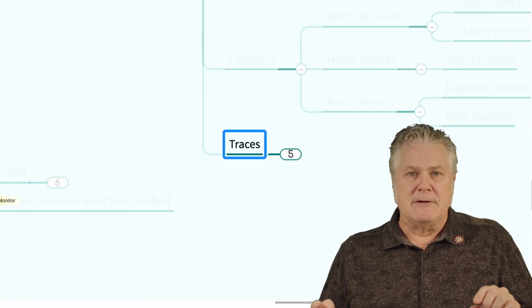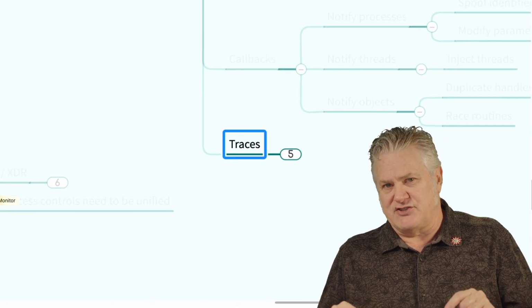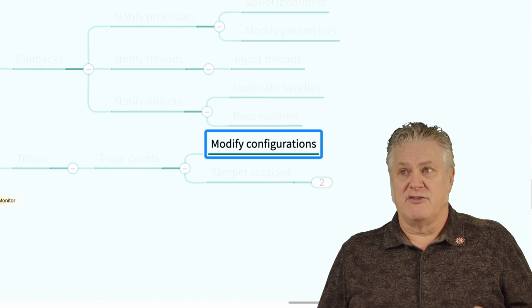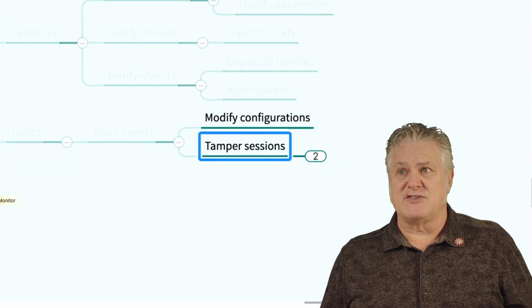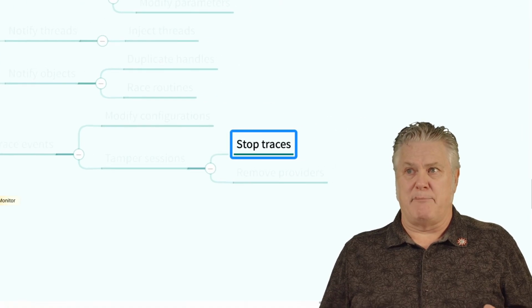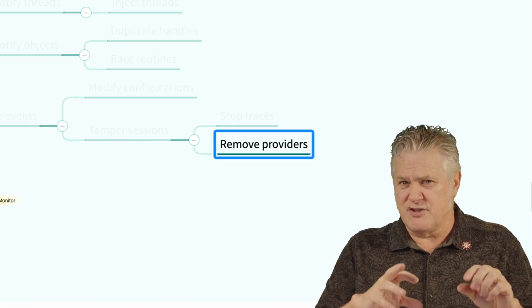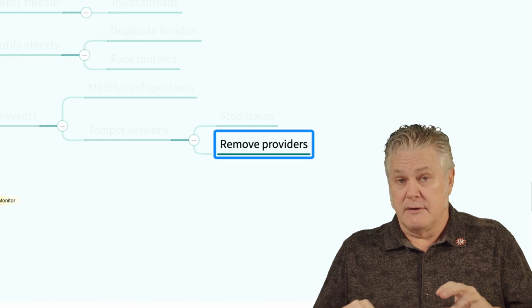And lastly, what we're also looking for the adversaries to do in traces is, for our trace events, they're going to try and modify our configurations, tamper with our sessions by stopping the traces or removing the providers. So those are the things that they detect for.